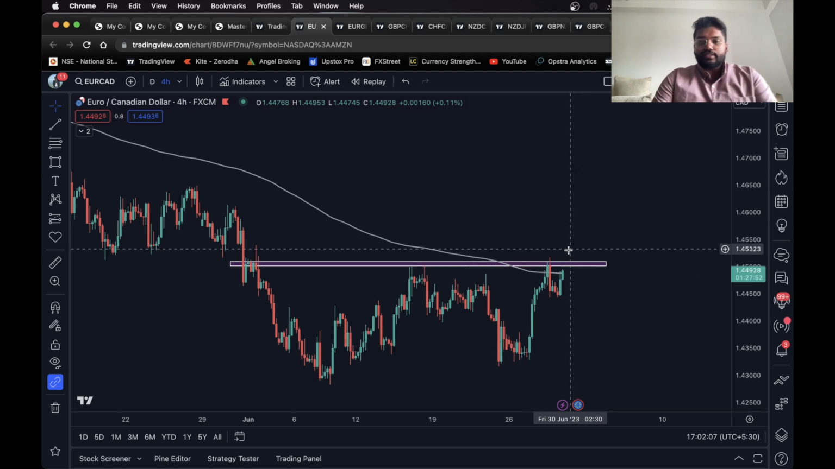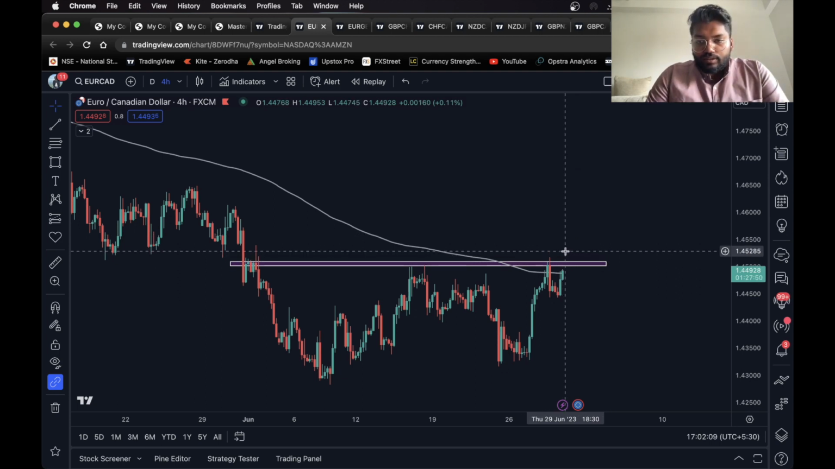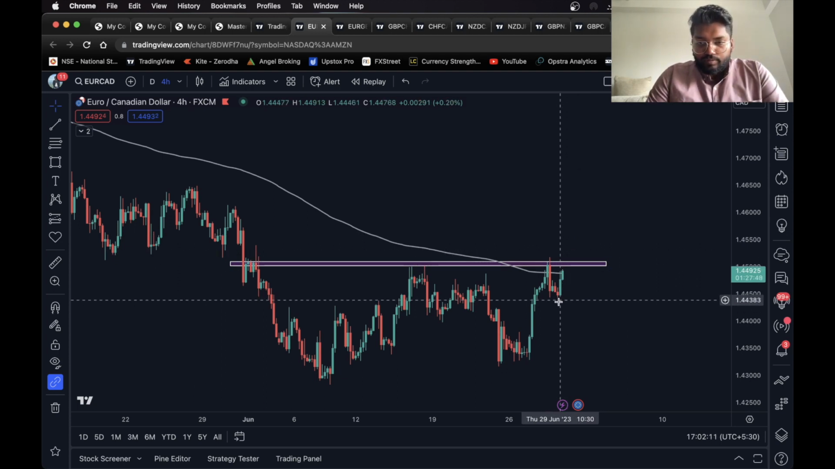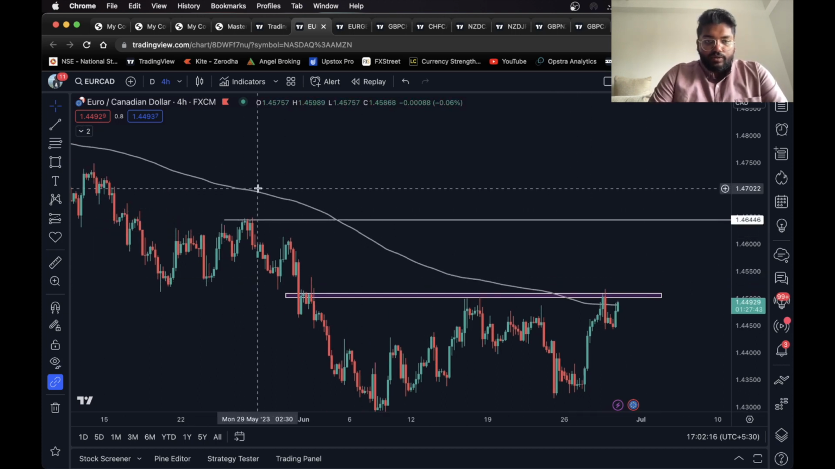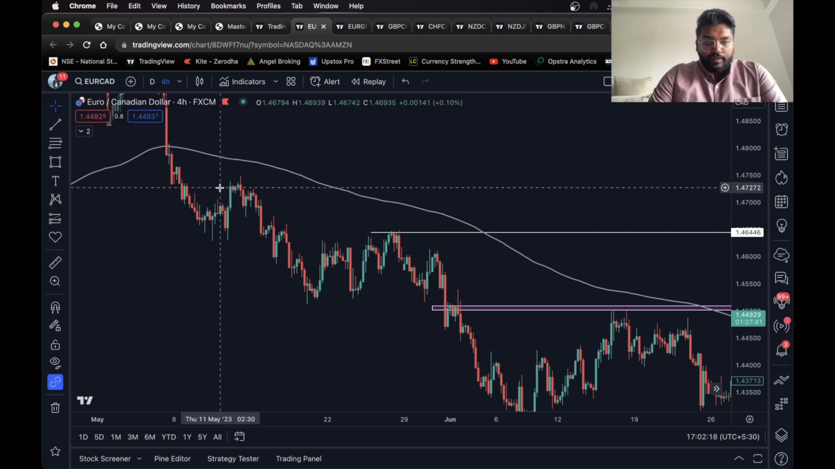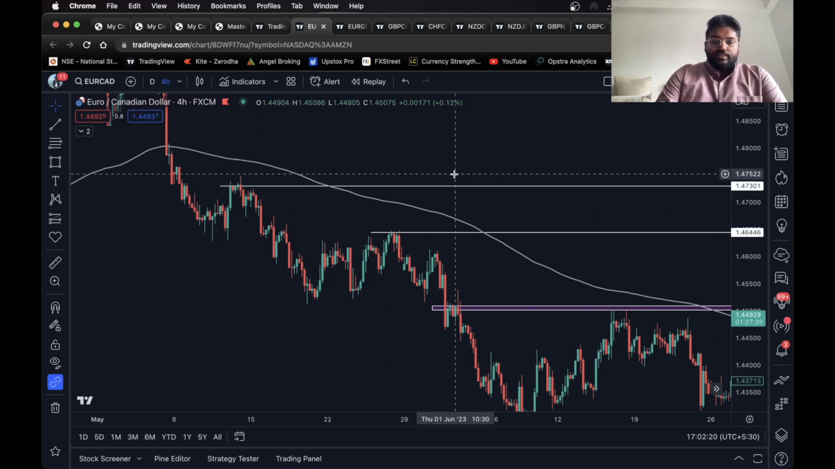You can wait for a retest, or you can also take an entry over here and put your stop loss below this swing. For target, you can hold till here. See, target totally depends on how long you can hold it. This can be the first target and this one the second target.